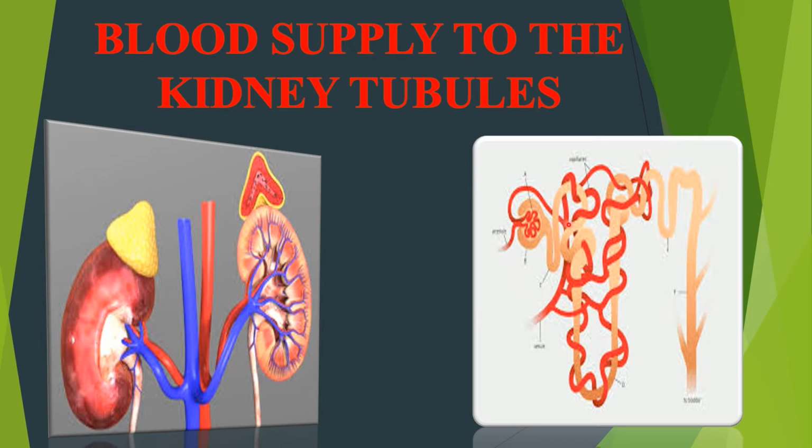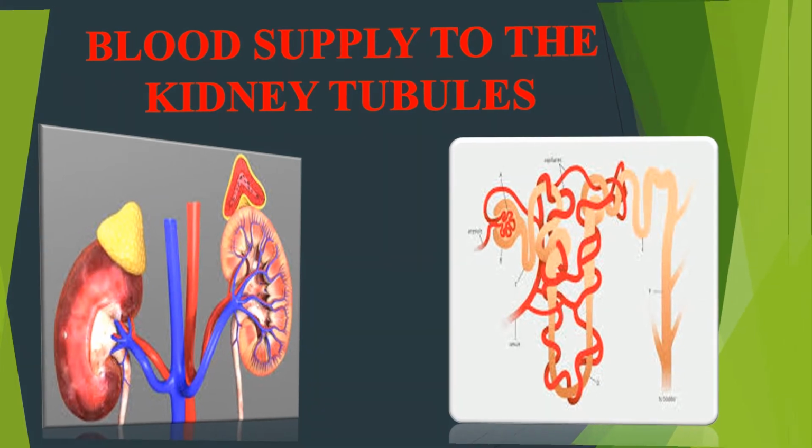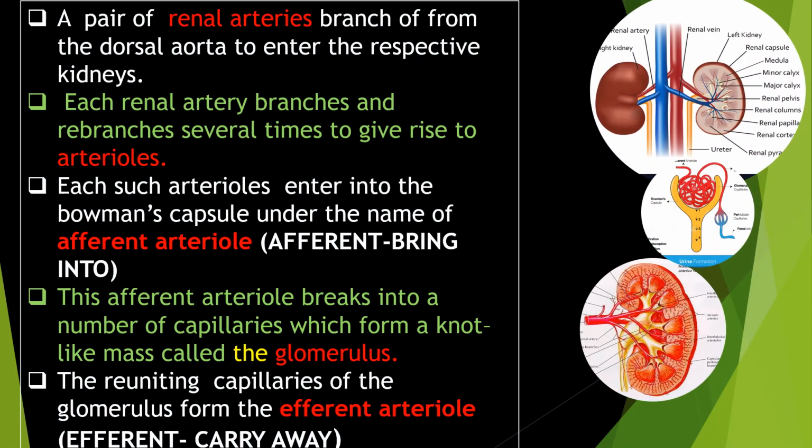You can see in this picture, yes, nephrons are there. This nephron is surrounded by lots of blood capillaries. In both the kidneys, almost 2 million nephrons are present, and each nephron is surrounded by blood capillaries. Then what is the need of blood supply to the kidney tubules that we are discussing? Who will supply blood to the nephron or renal tubule?